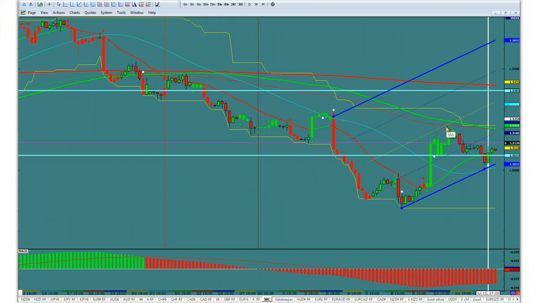Make the price line white. Sure. Give me a second here.